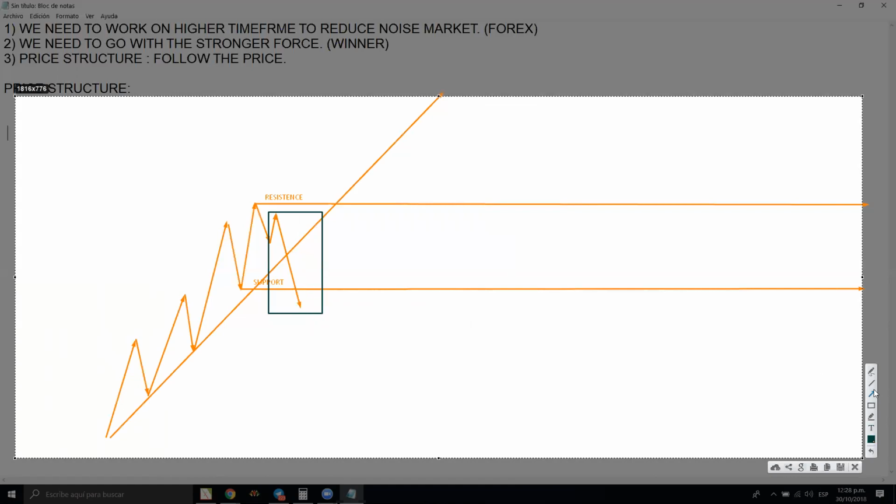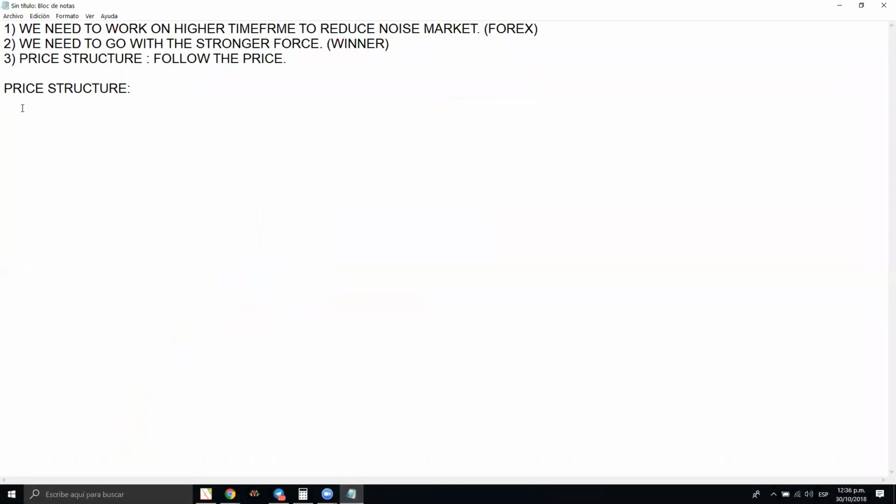Also important are these levels, this resistance and support. They will give you a range where the market is moving after the momentum is made, until it makes the big movement in the other direction. It makes a market shift. When the market is going in one direction, it makes a momentum and continues in the other direction, this is a market shift, from bullish to bearish. Okay, this is the basic for price structure.